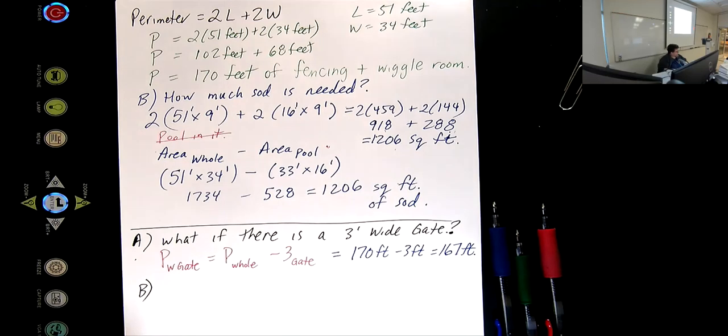How many pools have grass going all the way up to the edge of the pool? That's a mud hole is what that is.